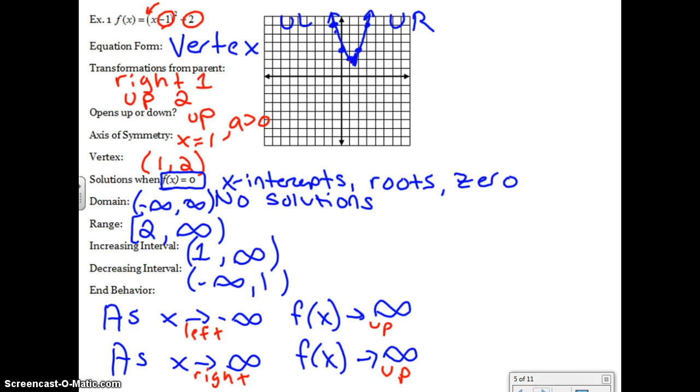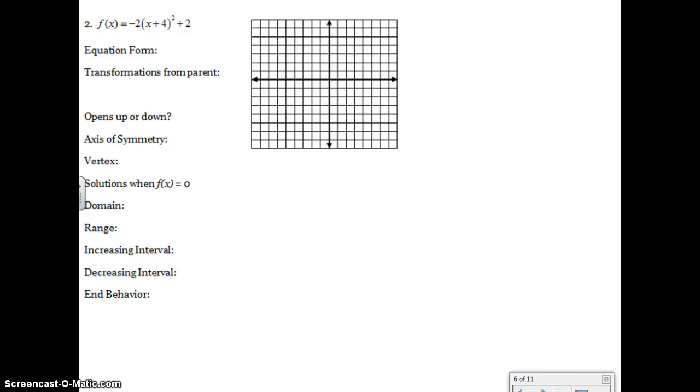Let's do one more example together. How about this one? It is still in vertex form. I now have a 4 on the inside of the parentheses, so that means I'm moving left 4. Plus 2 on the outside means I'm moving up 2. The negative a value means I'm reflecting. And because it has a 2 there, that means I am also stretching.